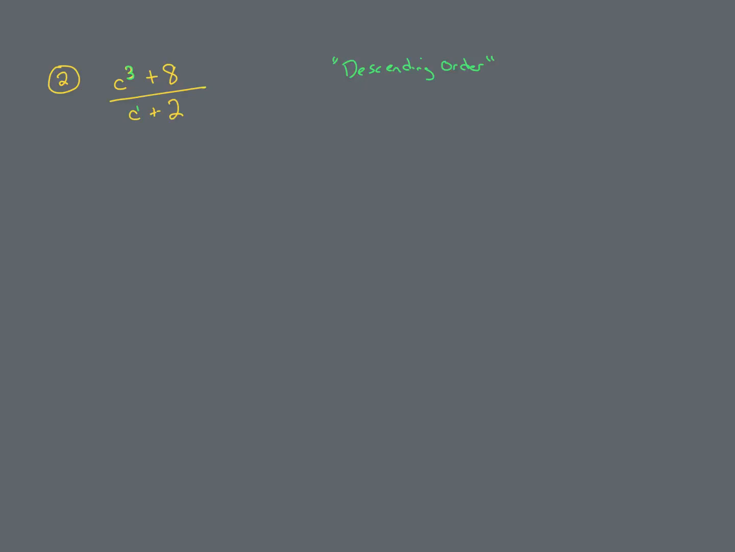But we do want to highlight the fact that we're missing c to the second and c to the first on top. So it just goes straight from c to the third to c to the 0, missing the 2 and the 1. So what we're going to do when we set up this division algorithm is c cubed plus 0c squared. Maybe I'll do that in a different color.